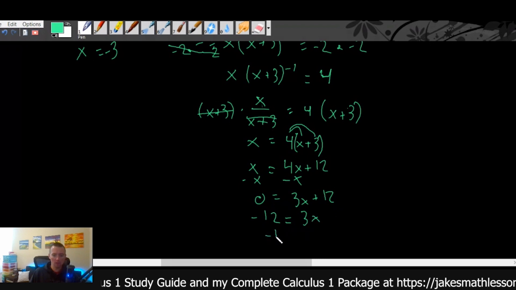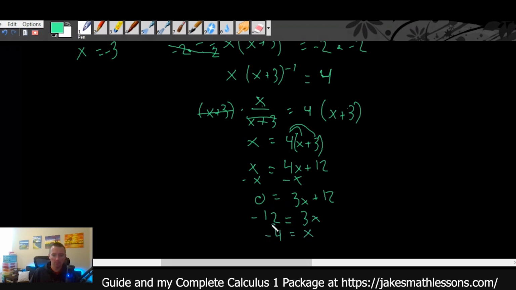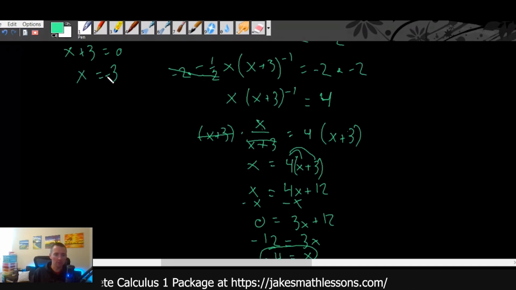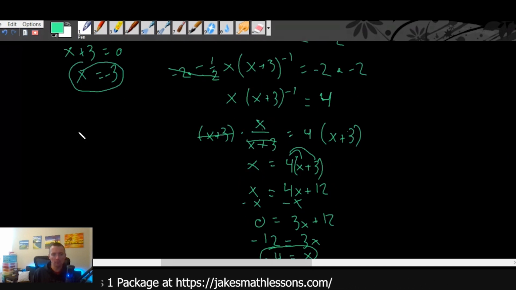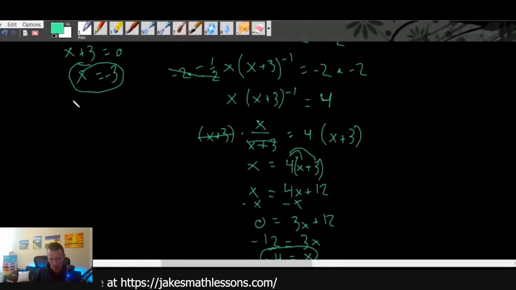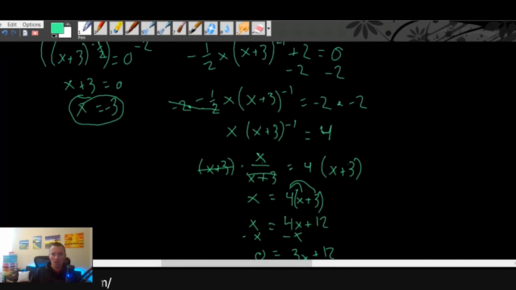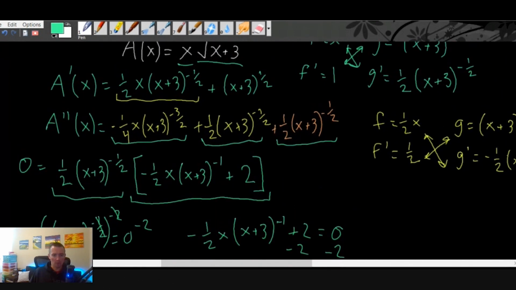Divide by 3, giving us negative 4 equals x. Okay, so we got 2 inflection points here, but we do need to be very careful of something here. Notice our 2 inflection points are x equals negative 3 and x equals negative 4. But there's a problem with both of those numbers.